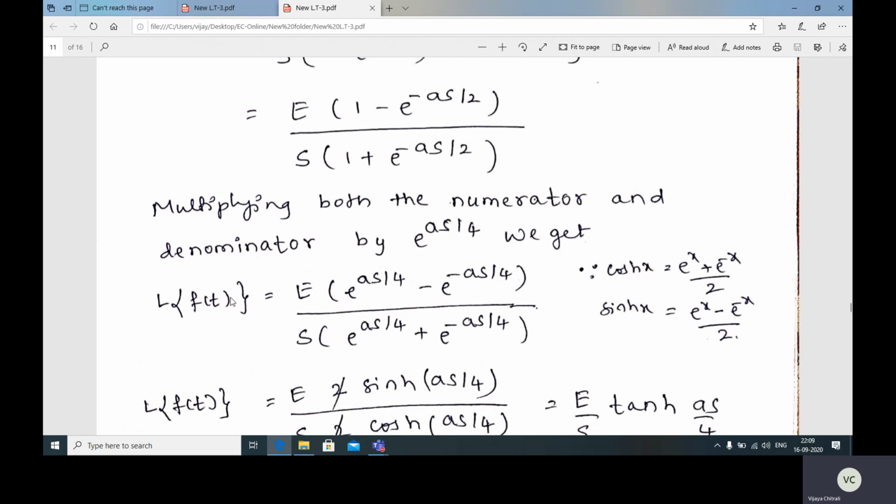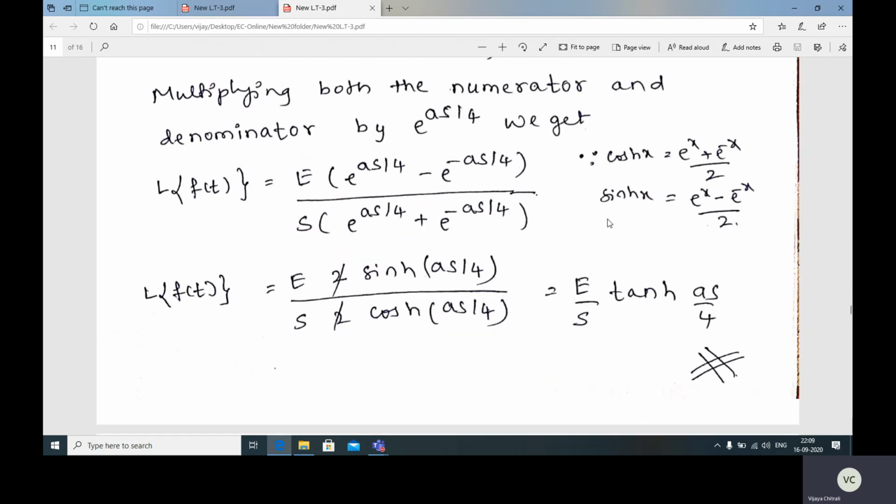And see here, the next important step. We know that cos hyperbolic x is equal to e raised to x plus e raised to minus x divided by 2. So 2 cos hyperbolic x is e raised to x plus e raised to minus x. So the denominator, e raised to as divided by 4 plus e raised to minus as divided by 4, is nothing but 2 cos hyperbolic as by 4. In place of x we have as by 4.